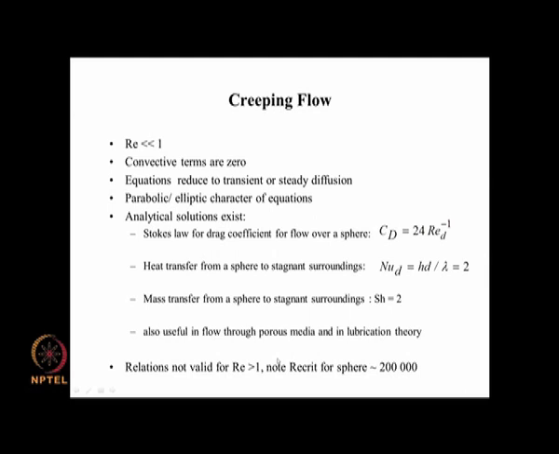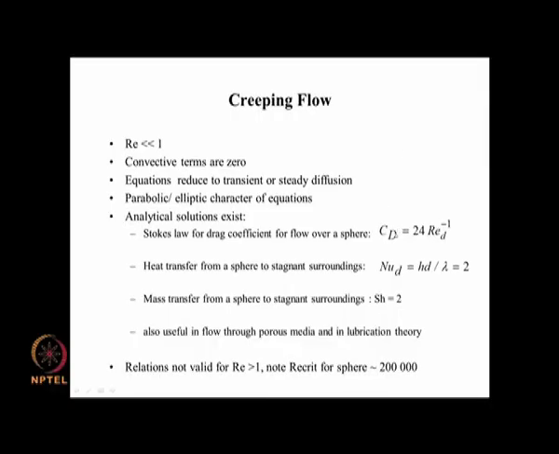such an unusual thing. For example, the critical Reynolds number at which laminar to turbulent transition takes place for flow over a sphere is a Reynolds number of something like 200,000, not 2100, not 2300, not 1000, it is 200,000. Okay. So, whereas the Stokes' law assumption is valid for Reynolds number less than 1. So, in many cases we cannot make use of this.